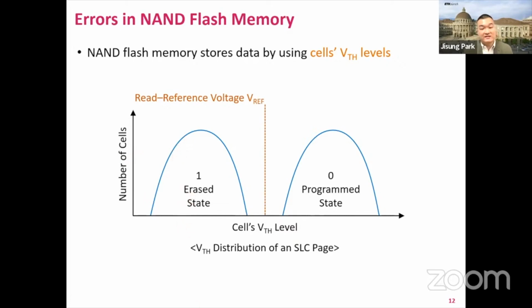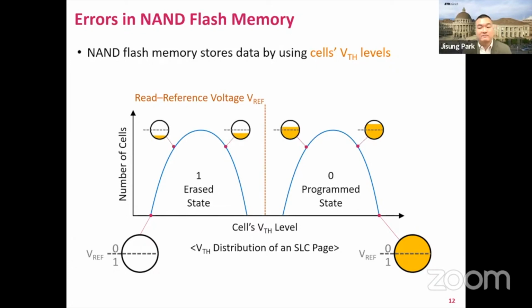Okay, and why do we use such a distribution? As we discussed, the flash cell stores data using its threshold voltage or charge level. So if a cell's threshold voltage is lower than the reference, it reads as 1, and otherwise it's 0, right? But as discussed, the NAND flash memory reads and writes data in page granularity, and it is practically impossible to make all the cells in a page have the same threshold voltage levels, since the physical characteristics such as cell size significantly vary across the cells due to process variations. So a page's program status is commonly described as a distribution like this.